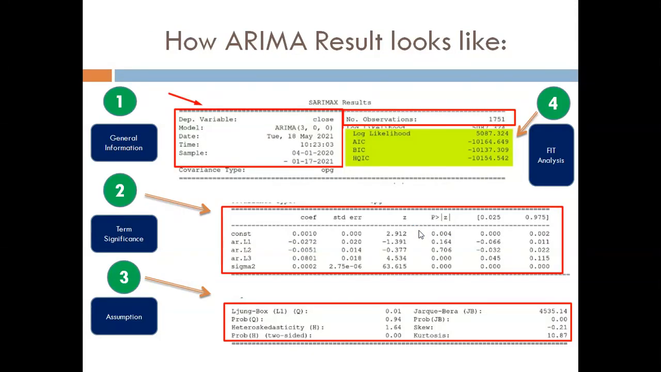If you have done the Python coding for time series, at the result of the ARIMA code you will see something similar, right? I can divide that result into three parts. No, actually, we can divide it into four parts. First is general information, which is very general; we will go deeper. Second is term significance. Third is assumptions, which is actually a result that we will analyze. And fourth is fit analysis: how our ARIMA fits our model analysis or our objectives. Let's see this one by one.